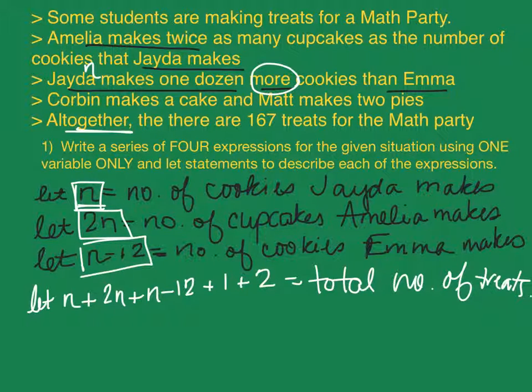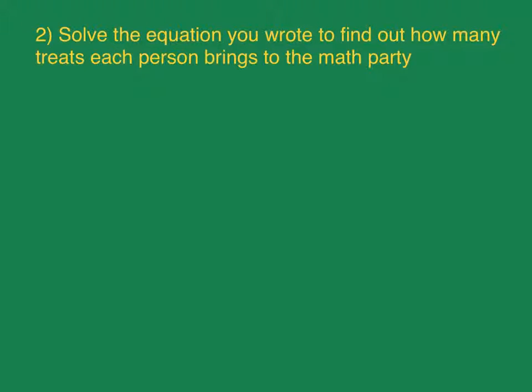Okay, so I'm going to carry that on to the back because I'm going to be rewriting this on the next page, of course, in order to solve this equation. Now, my equation is going to look different. Remember, it's x plus 2x plus x minus 12 plus 1 for Corbin, 2 for Matt. That's my first total, the expression I wrote, equal to the total that we were given, 167.